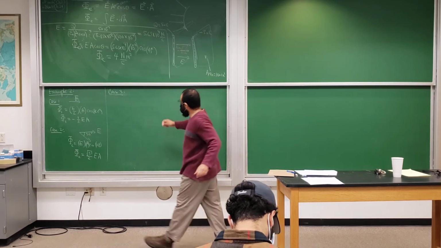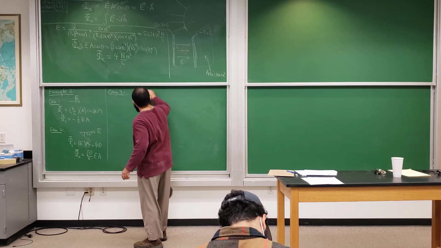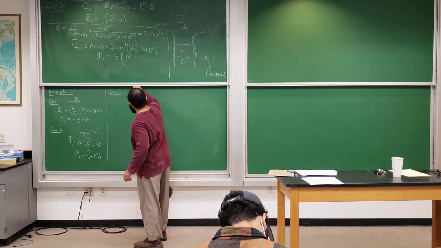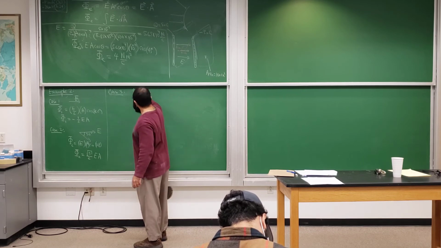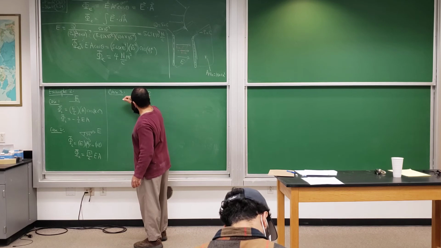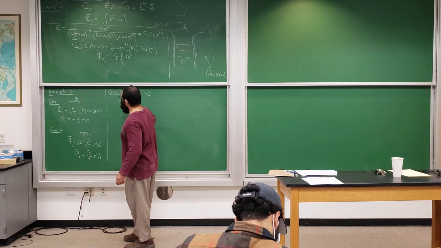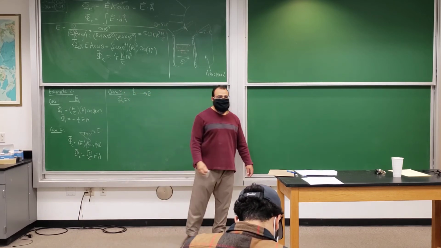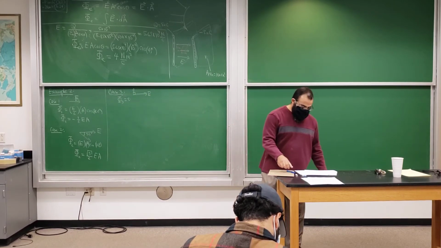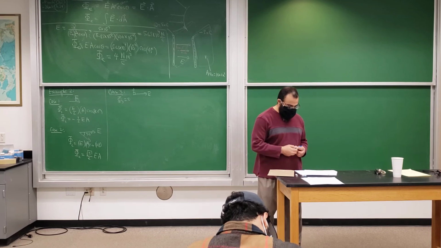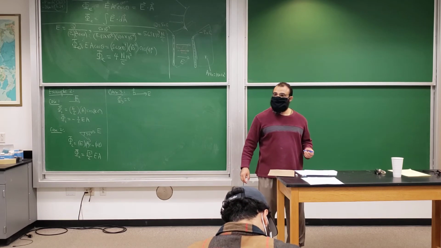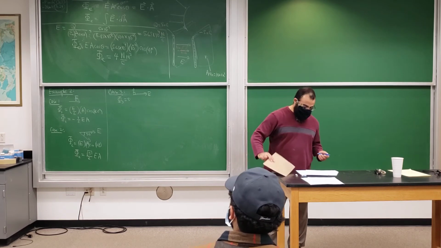So here's case 3. The electric field is this way, and then the area is this way. So there is a 90-degree angle. So the flux in 3 is just 0, right? Cosine of 90 is 0. Okay. Now, how about the other one?